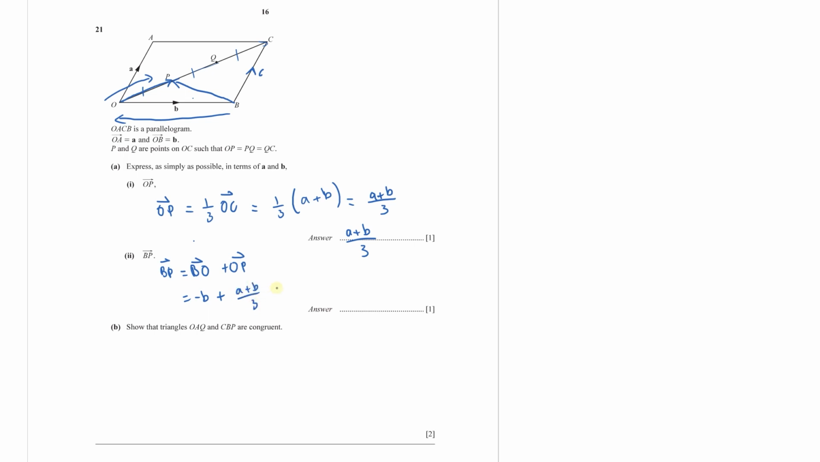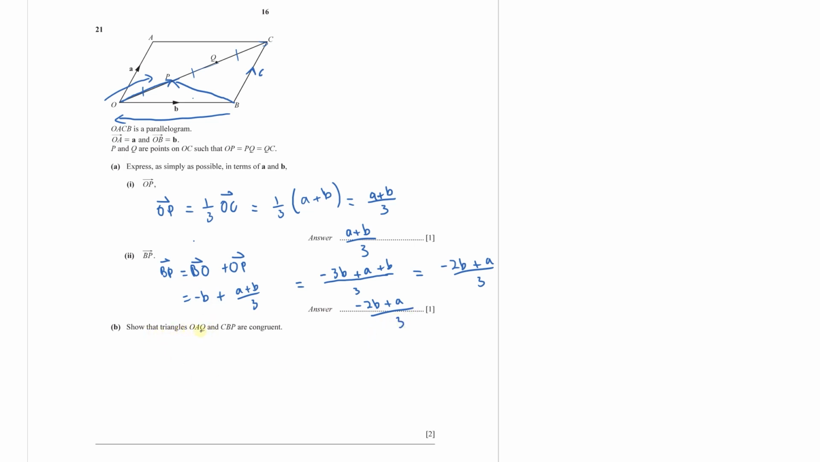B by 3. So if I take the LCM, my LCM would be 3. So your LCM will be 3 here, and then I'll multiply 3 in the numerator as well. So I get minus 3B plus A plus B, and this will be equals to minus 3B plus B would be minus 2B plus A over 3. So your answer is minus 2B plus A over 3.